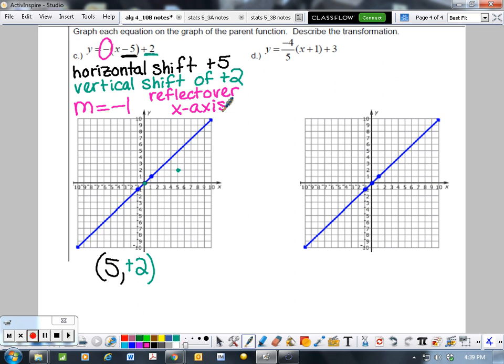So now that I've described it, I'm going to go to this one point that I just moved, and I'm going to go down 1, over 1. I'm also going to go up 1, left 1. There gives me my points, and I can draw my line for my graph.